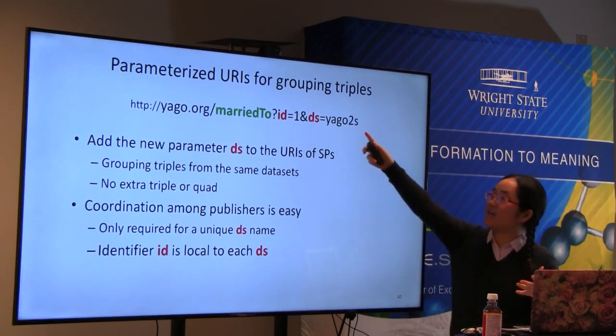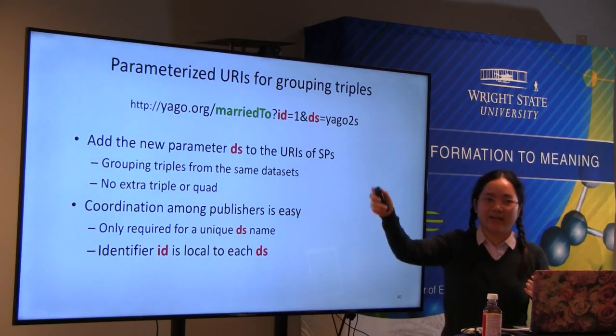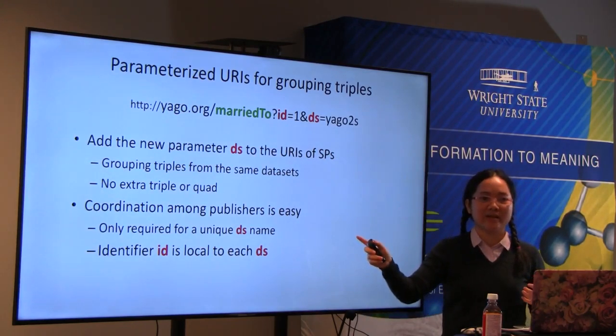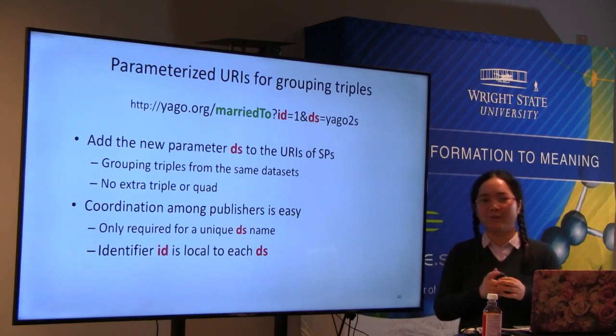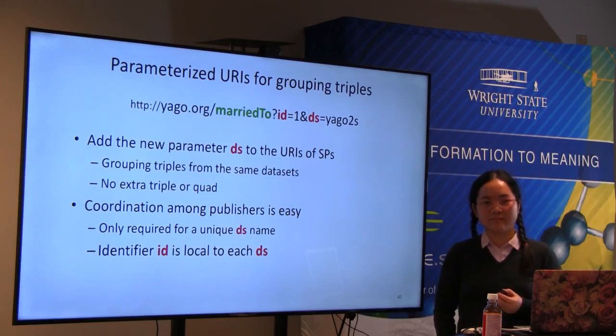So if we add one more parameter here, say DS, like Yago2S, then we will be able to group all of the triples of the Yago2S together. Let me give you my objection. You're basically telling me that I take the fourth column of the named graph and stick it into the property name and I'm done. See, that's not what you want. You had a clean separation.